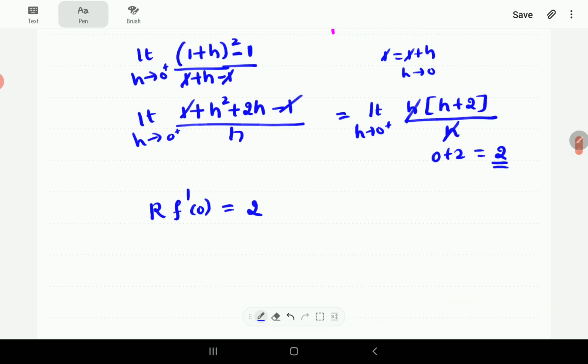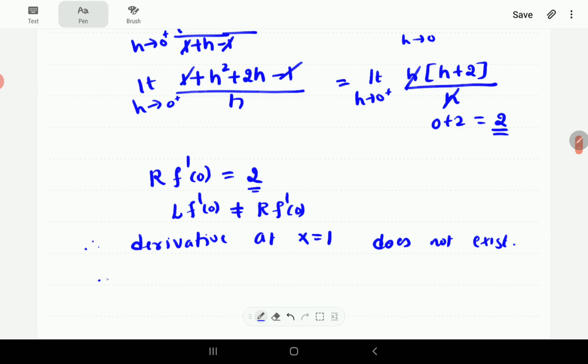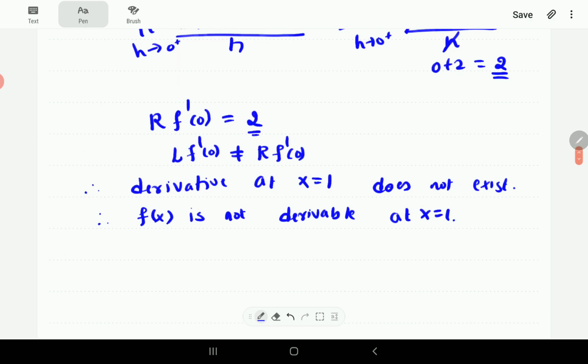So your left hand derivative is equal to negative 1 and right hand derivative is equal to 2. So therefore left hand derivative is not equal to right hand derivative. Okay. So therefore derivative at x equal to 1 does not exist. Therefore when it does not exist, we say that f of x is not derivable at x equal to 1. Okay, this is how we have to check that the given function is derivable or not derivable. Here you see that it is not derivable. So this is how we will be talking about the derivability.